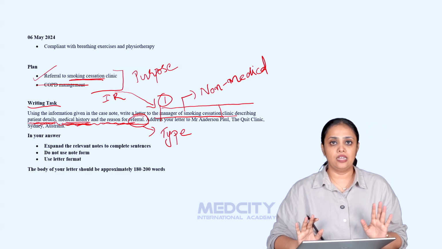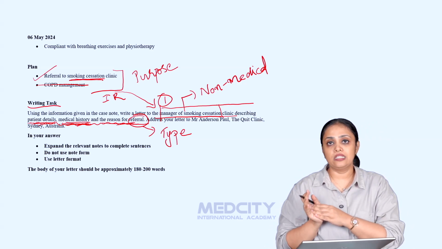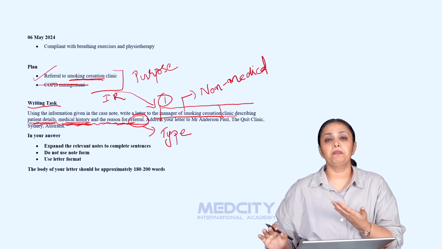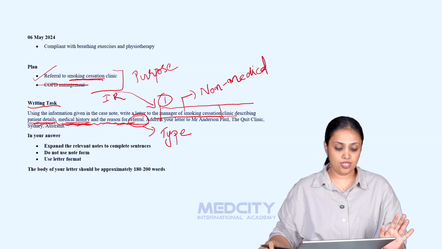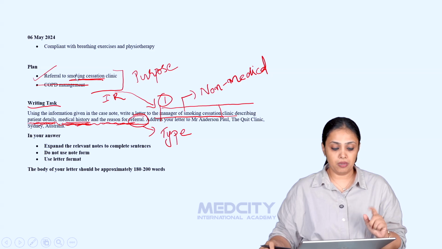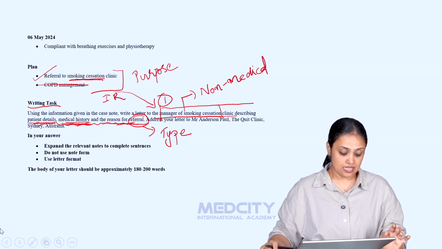Now we got an understanding as to why we are writing this letter: for smoking cessation, to help the patient with smoking cessation. Keeping this idea in mind, now let's go through the case note and select the data.